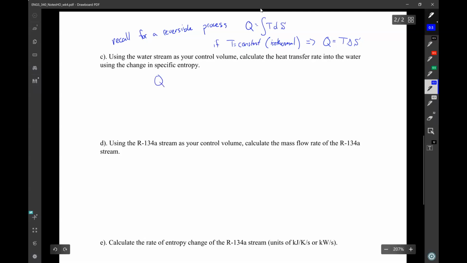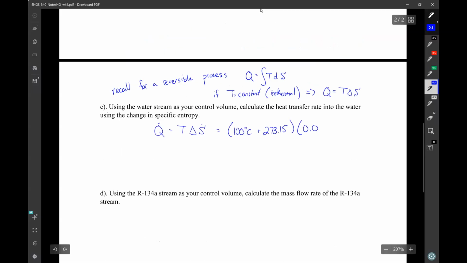So Q dot equals T delta S dot, which is equal to 100 degrees Celsius. And this is where things get a little bit tricky. We can't work in Celsius. We have to work in Kelvin. Times 0.0, what was our number?